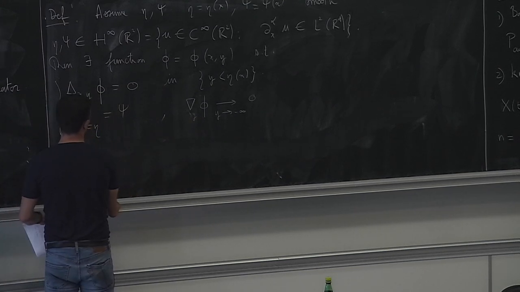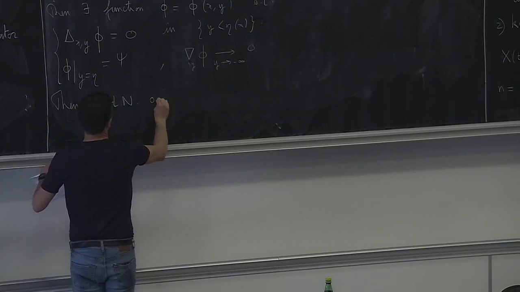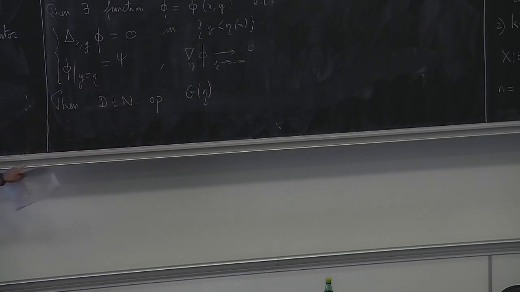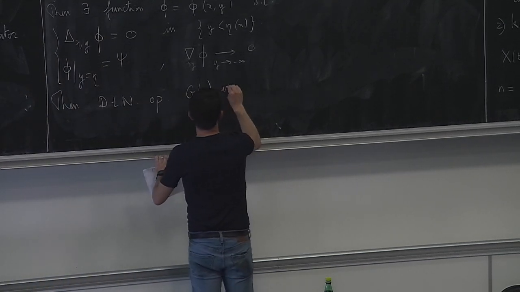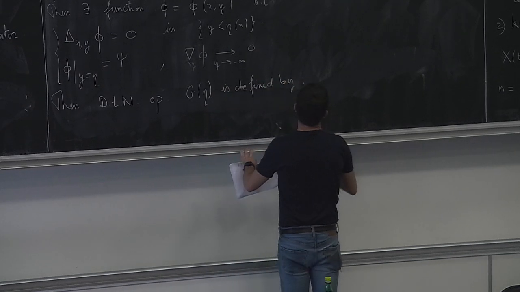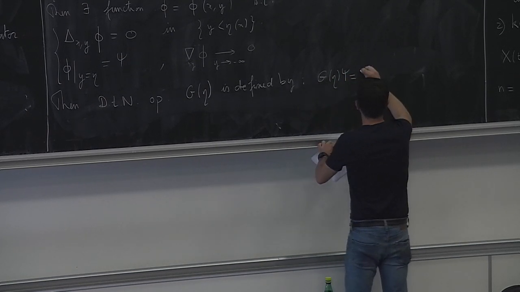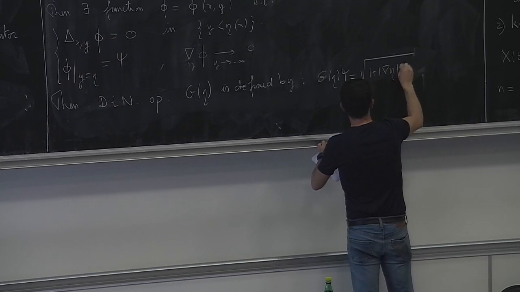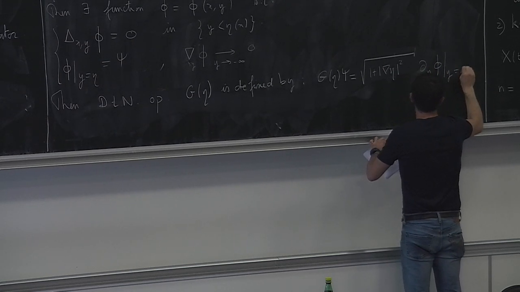Then, the Dirichlet to Neumann operator, denoted by G of eta. The notation introduced by Walter Craig is defined by G of eta psi is equal to square root of 1 plus gradient eta squared, d_n phi evaluated on y equals eta.